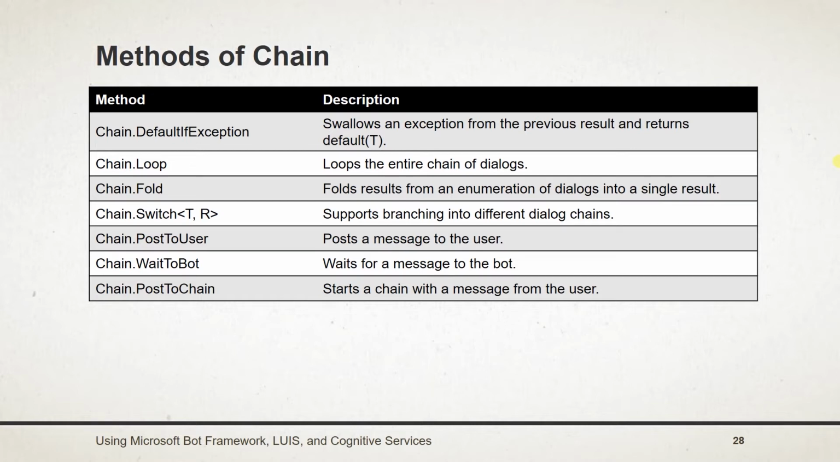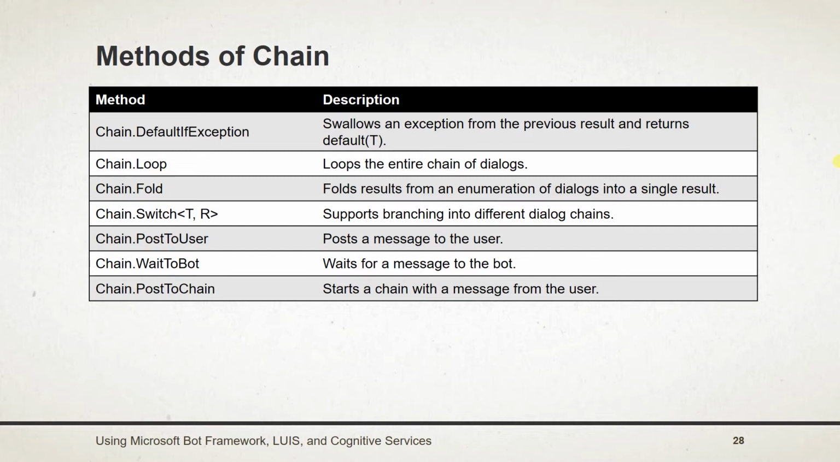Fold method will fold items from an enumeration of dialogues. Using Switch method, we can create branching for creating different dialogues based on conditions. PostToUser method will post the result of a dialog to user. WaitToBot method will post message to the bot after the antecedent completes. PostToChain method posts the message from the user to chain.